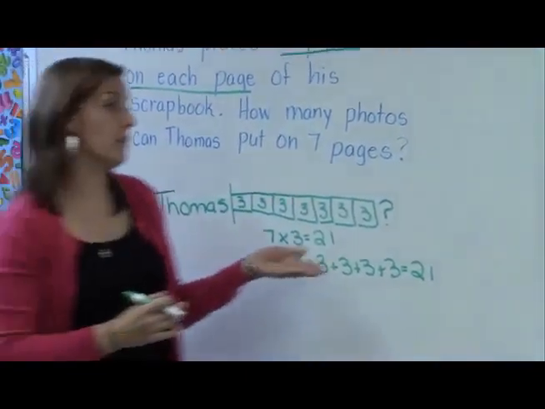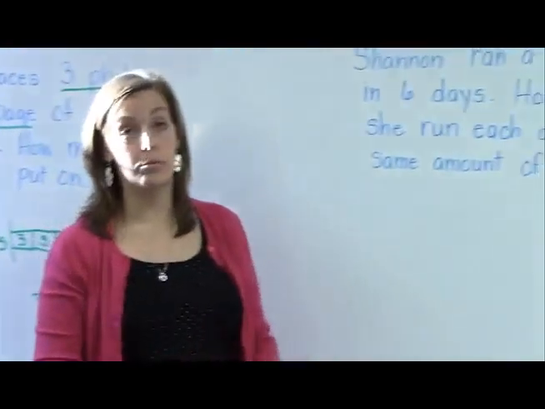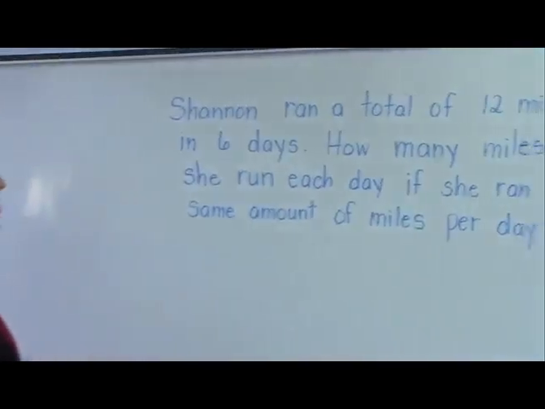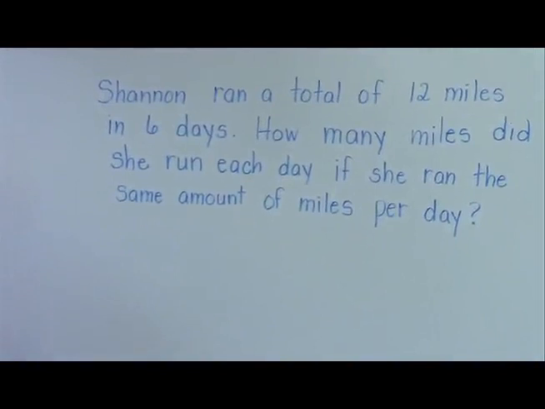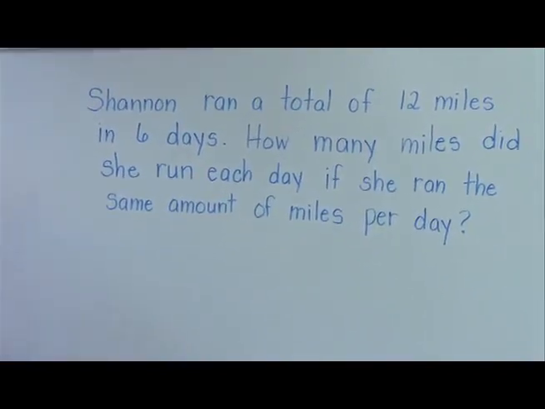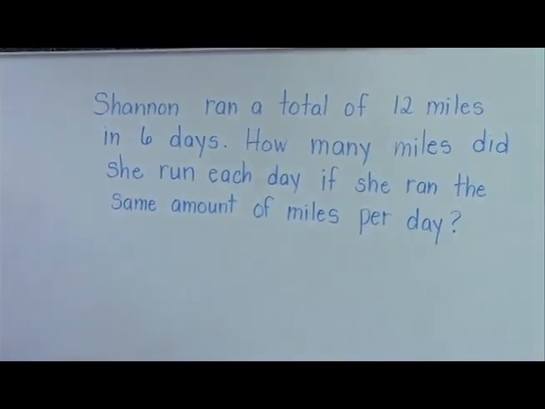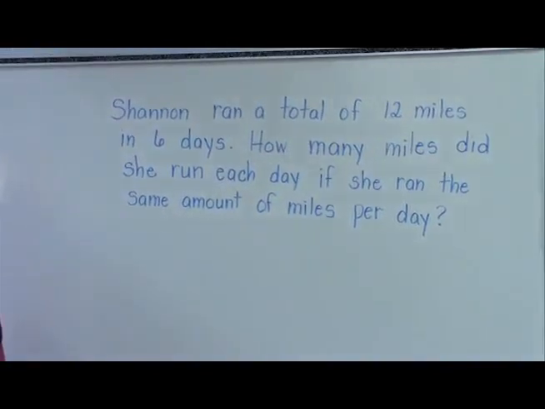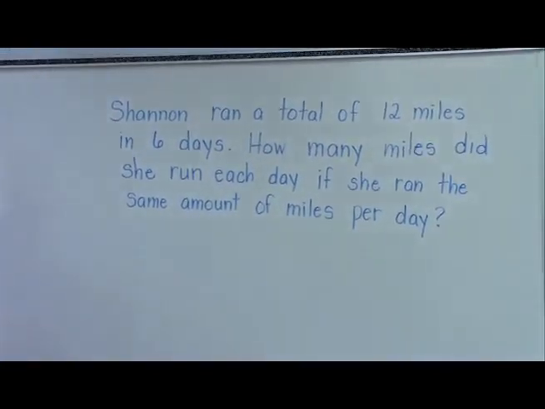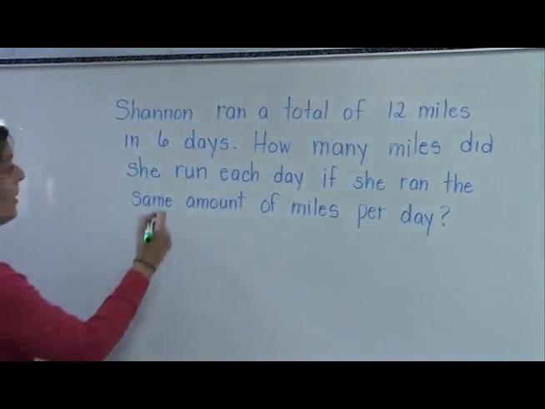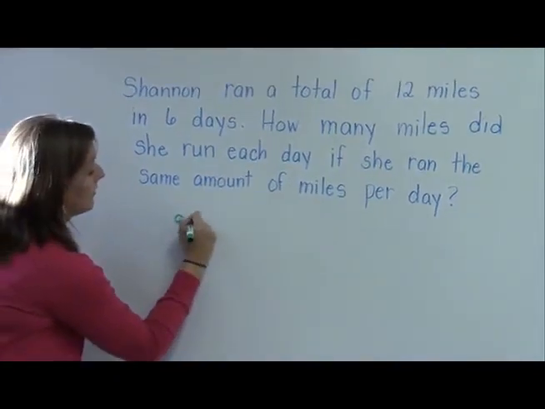Let's try another example. This time it's a division problem. Shannon ran a total of 12 miles in 6 days. How many miles did she run each day if she ran the same amount of miles per day? So again, the first step is we need to write down who the problem's about. So the problem's about Shannon.